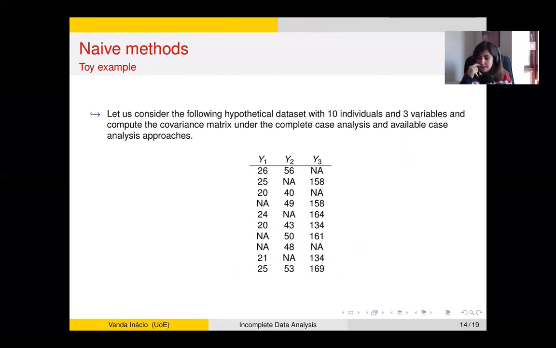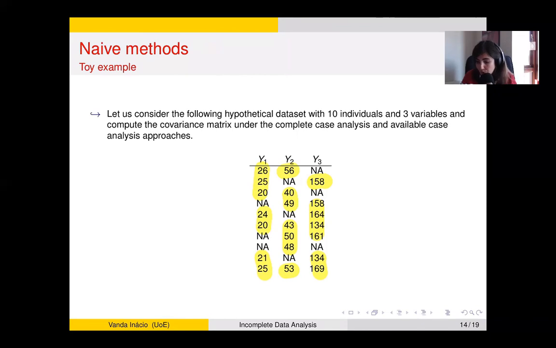So under an available case analysis, first for the variance of y1, I will use these individuals, and this. Whereas for the variance of y2, I will use these four individuals, and for y3, the same. This is for the variances, okay? So I will now just, as an example, compute the variance of y1.